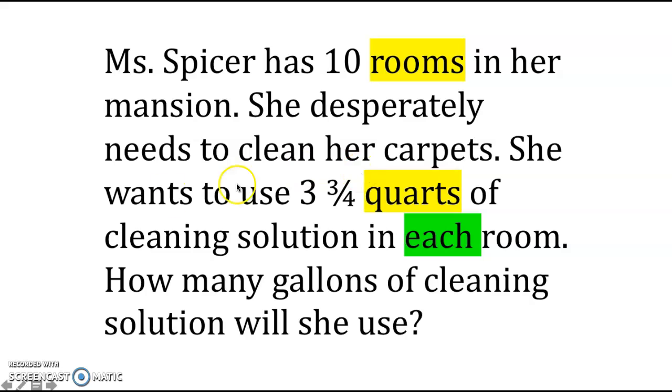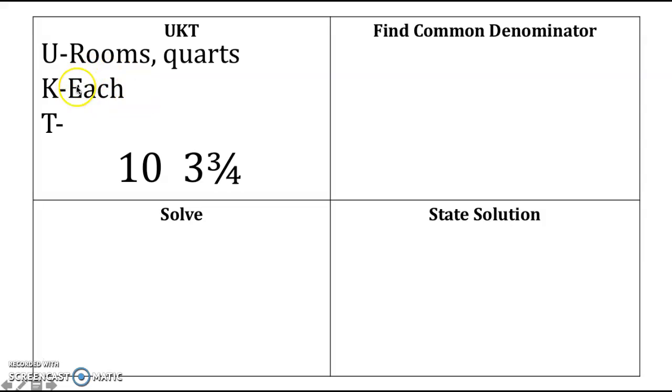As I'm scanning through my problem, one of the keywords I'm seeing is each room. I'm going to use 3 3/4 quarts in each room. Now, my background knowledge tells me each can imply that we're multiplying. It could also imply that we're dividing. So I really need to go on to the last portion of our UKT in order to figure out what operation I'm using. Am I trying to find the total, or do I know the total?